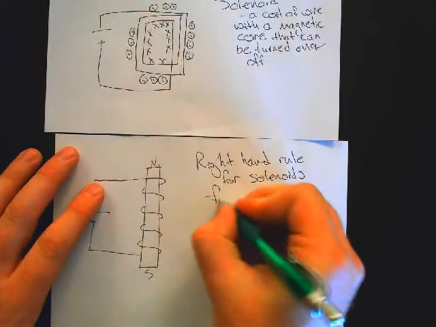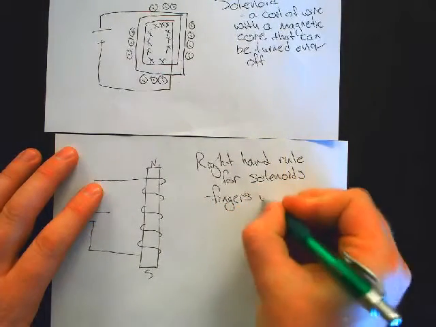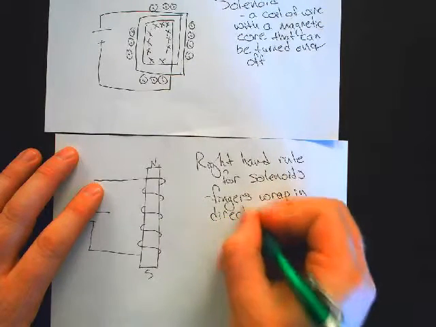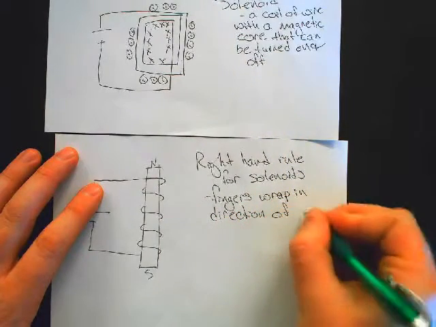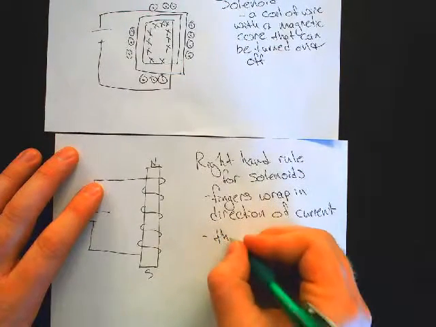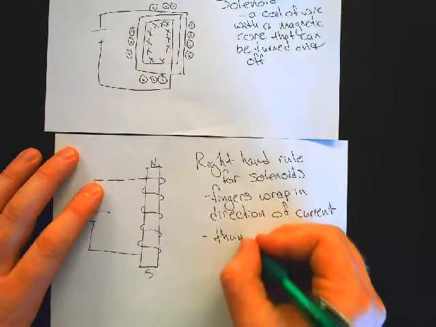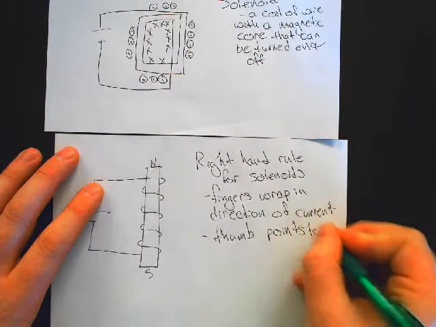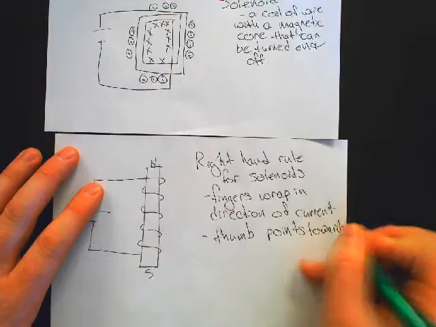So fingers wrap in direction of current, and your thumb points in the direction of the end pole. Points towards end pole.